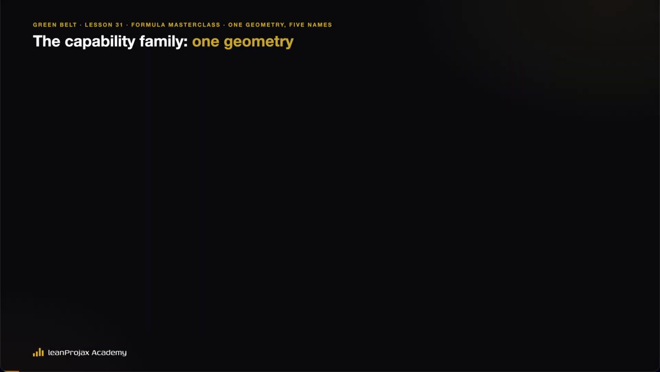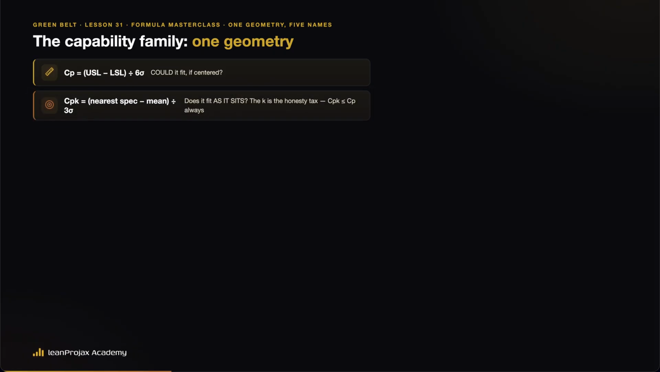The capability family, 1 geometry. CP, spec width over 6 sigma. Could the process fit if centered? CPK, distance from mean to nearest spec over 3 sigma. Does it fit as it sits? The K is the honesty tax for being off-center.